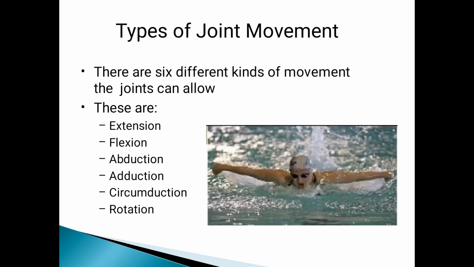So we'll see now the last part, which is the types of joint movement. There are 6 different kinds of movement that a joint can allow, that is extension, flexion, then we have abduction, adduction, circumduction and rotation.